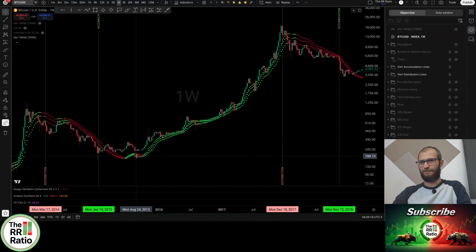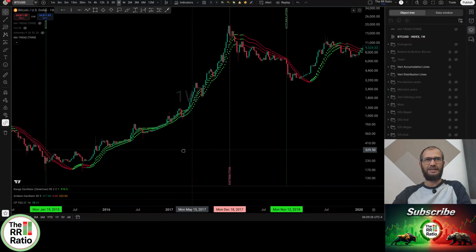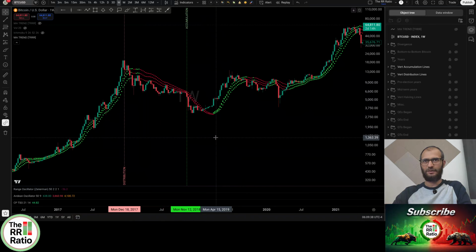So every time price touches the moving averages, it is a good point to enter. And this is very close to the bottom. The bottom was somewhere here, or you can also mark here. These are all very good accumulation periods. And this has happened in all of the previous years.